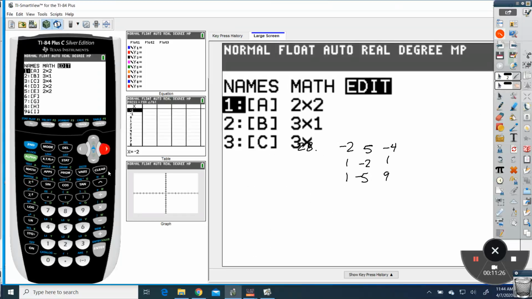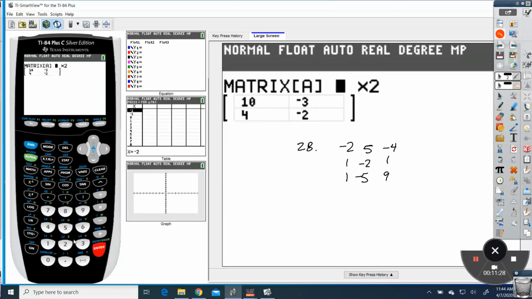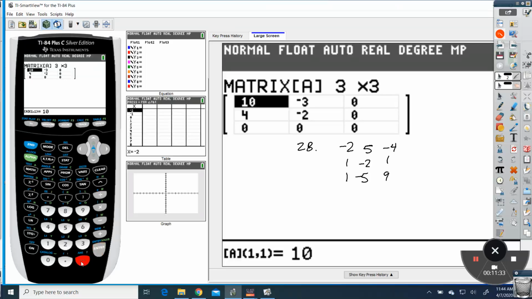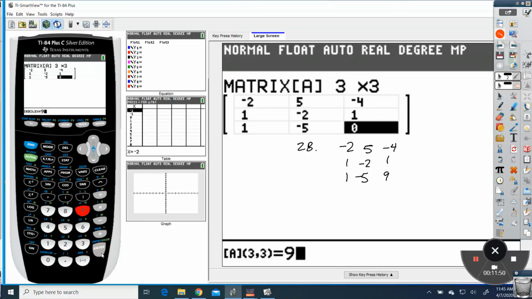So I hit second matrix, edit. A is a 3 by 3. So I type in my numbers, -2, 5, -4, 1, -2, 1, 1, -5, and 9. Hurry and make sure my numbers are right. -2, 5, -4, 1, -2, 1, 1, -5, 9.